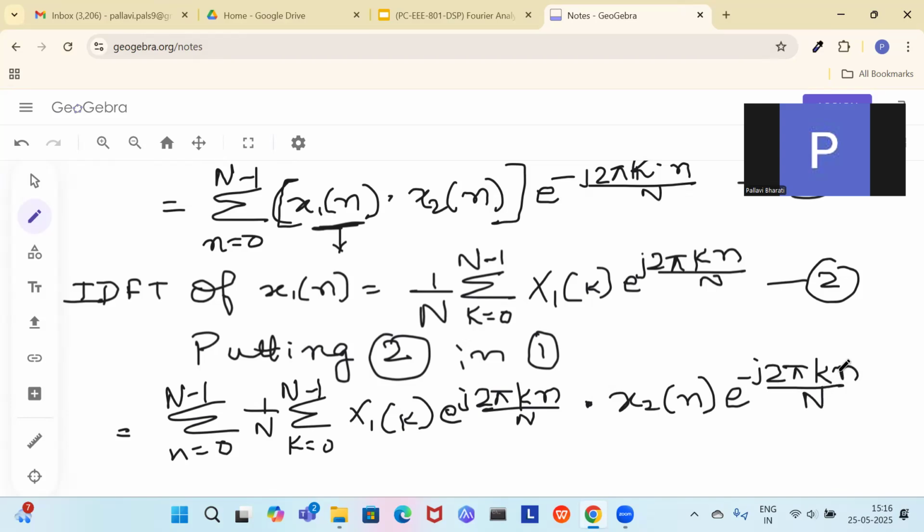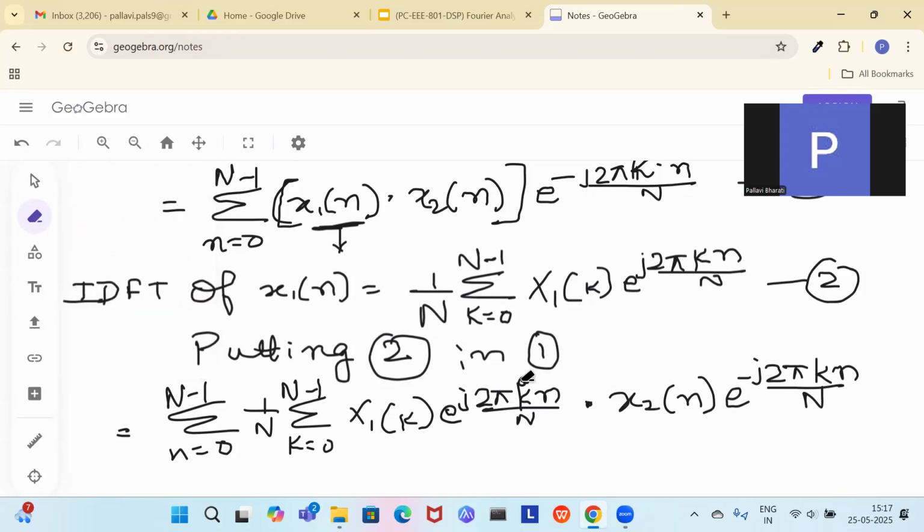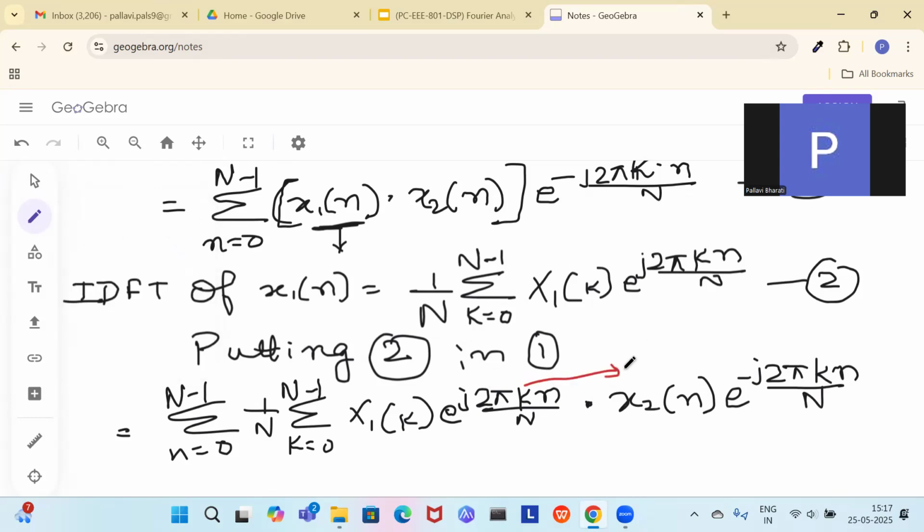Fine. Now just to distinguish these two k's, we are going to take this k differently. Let us see. Let this k, let k equals m.